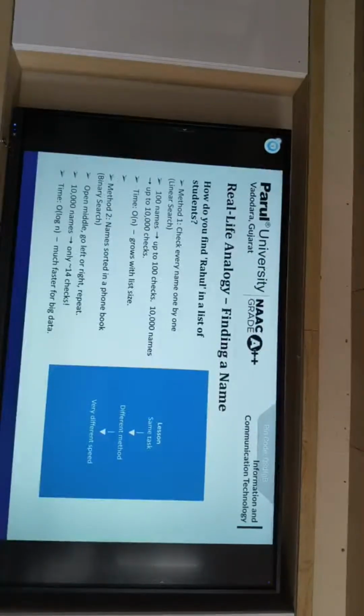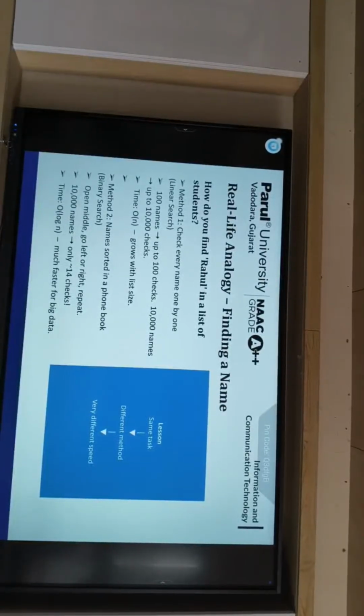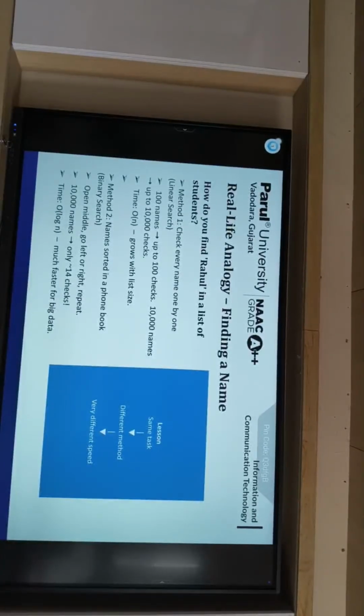क्या करते हो? First letter को सर्च करते हो. Let's see if you want to find out a word, mango, right? Then are you going to basically do a normal scanning like A, B, C, D, one by one सभी को देखोगे? No, you will open any page which starts with M, right?